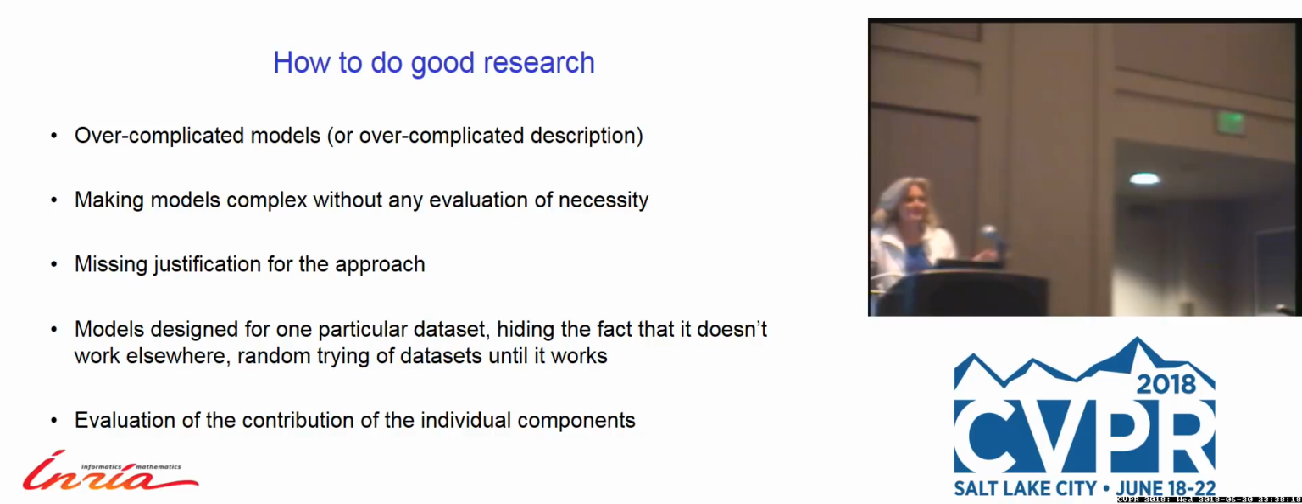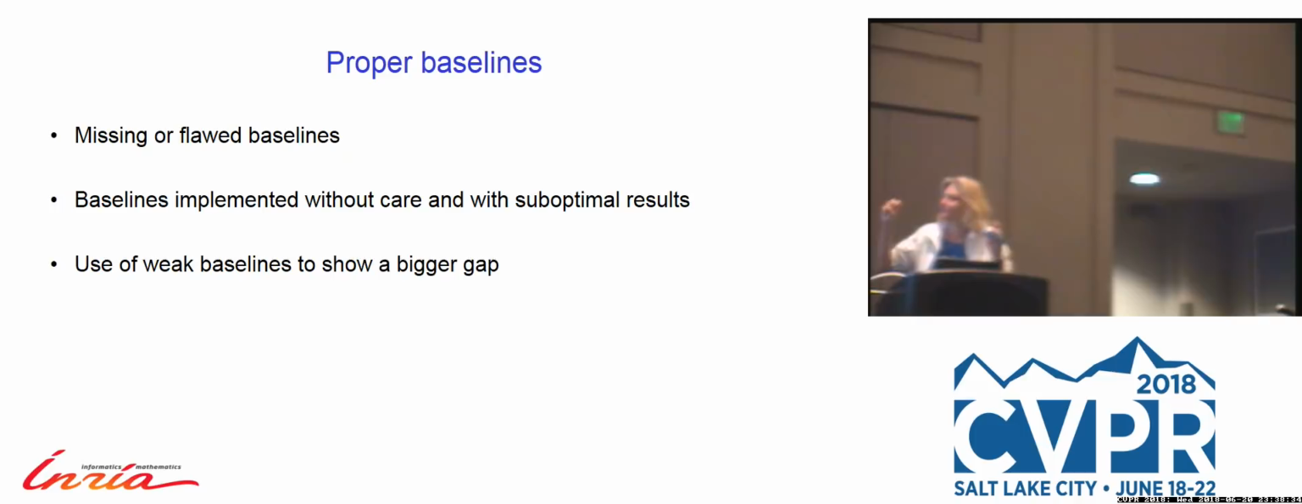And I think we have all seen this, and it's really not good practice, right? So if it doesn't work, you should report it in your paper, or get it to work, or explain why. And then another problem with bad research is missing baselines. People don't do that anyway, there are internal baselines, but in many cases, the baselines are flawed.